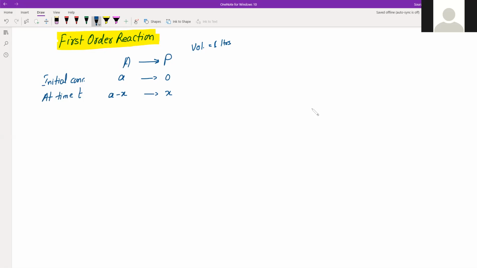Now again we have to find the rate of reaction. So the rate of reaction will be equal to what? It will be equal to dx by dt.